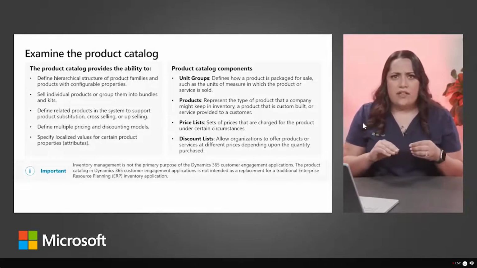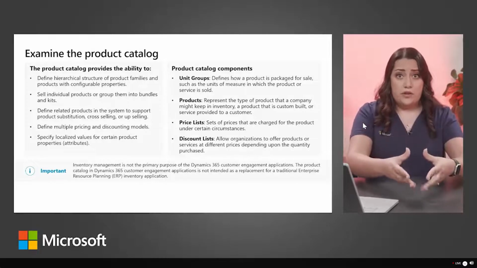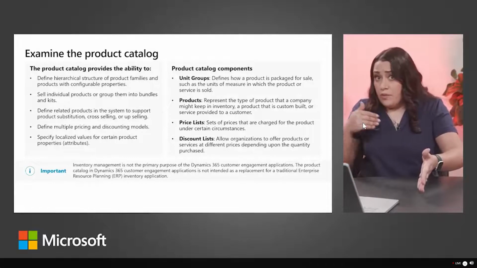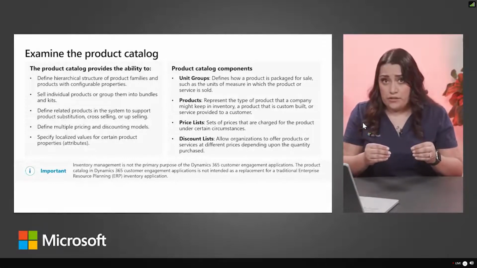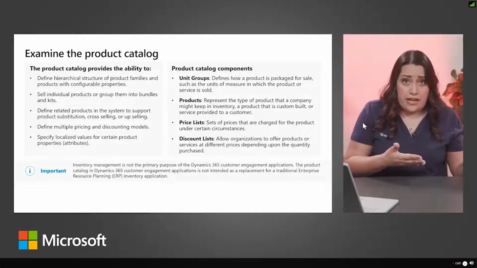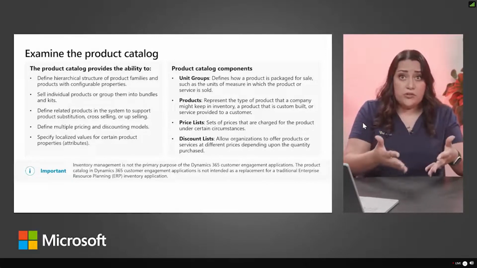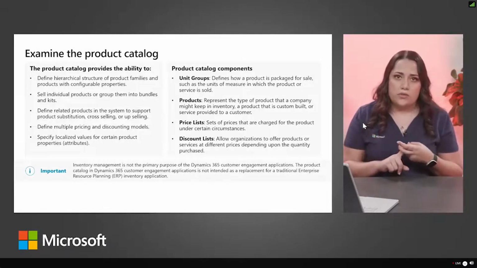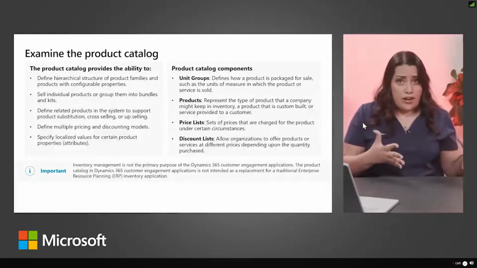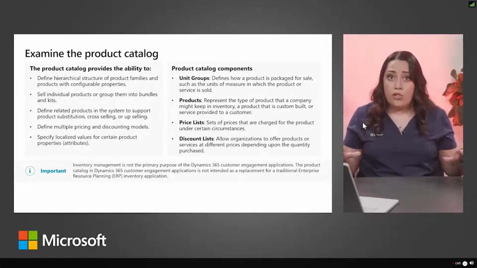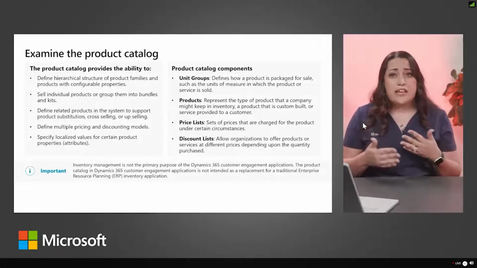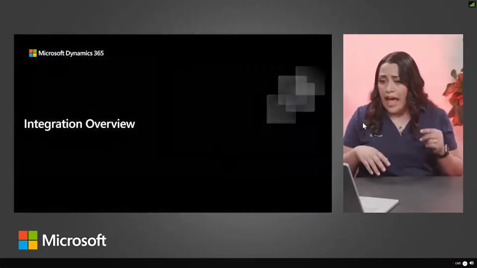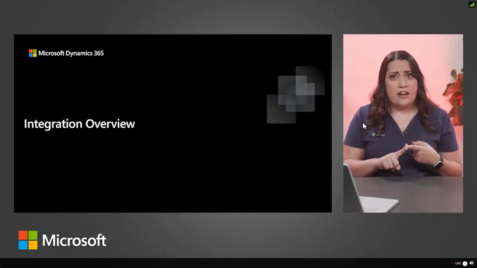Next, what we have is the products themselves. This is what you are selling to your customer. And the price list is how you charge for the products. And then, if you are going to offer discounts, you have a discount list that tells your sales team about any available discounts like bulk discounts or wholesale discounts. And the product catalog is going to be used across all of the Dynamics 365 apps. And we're going to explore this in a little bit more detail when we get into some of our later modules. But we have one last lesson of Module 1.